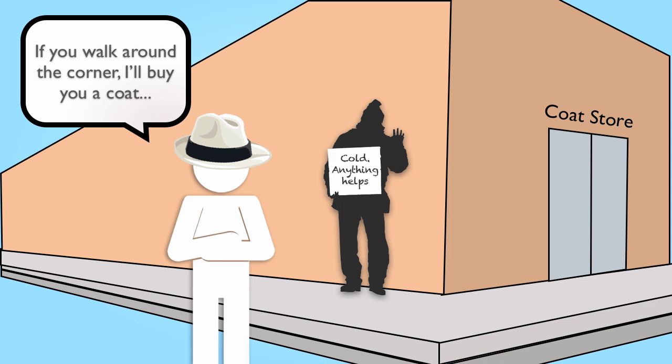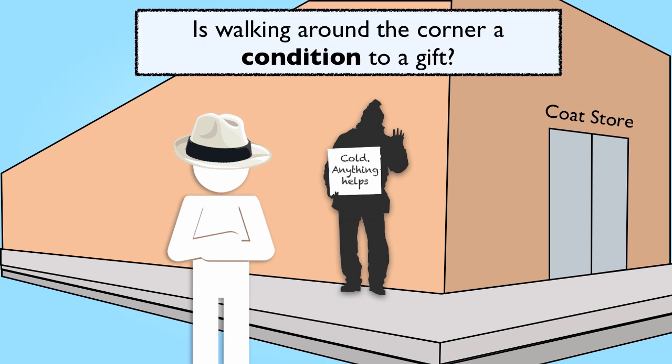Is walking around the corner a detriment? Yes, because it's something the tramp, the promisee, is not legally required to do. Is that detriment consideration, though, or is it a condition to a gift? Most agree that the tramp's walking around the corner is the condition to a gift. The reasons people come to this conclusion vary, however.